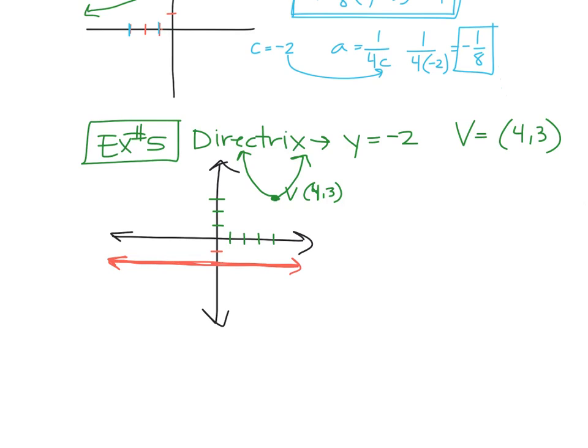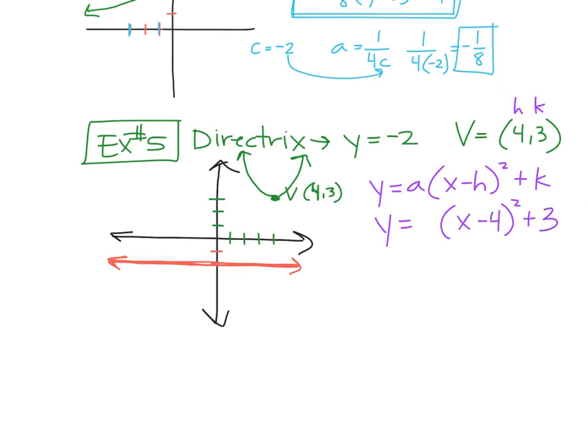Now let's think about what equation that would be using. When it opens up and down, that's the original one. It's the one you've seen before. y equals a times (x minus h) squared plus k. Okay, and if we plug in what we know, your vertex is always your h and k. So it's y equals, leave a blank for a, (x minus 4) squared plus 3. Okay, so we just need to solve for what is a here.